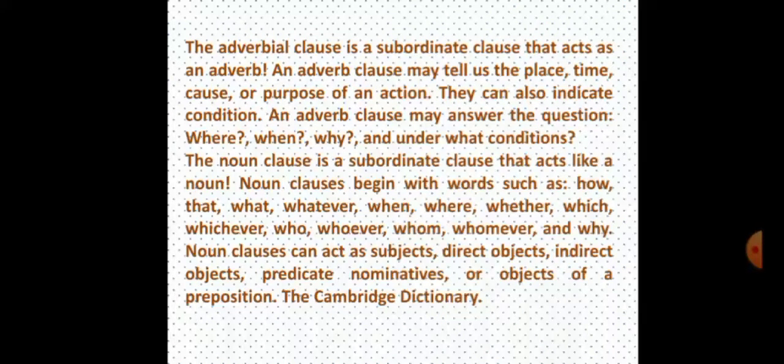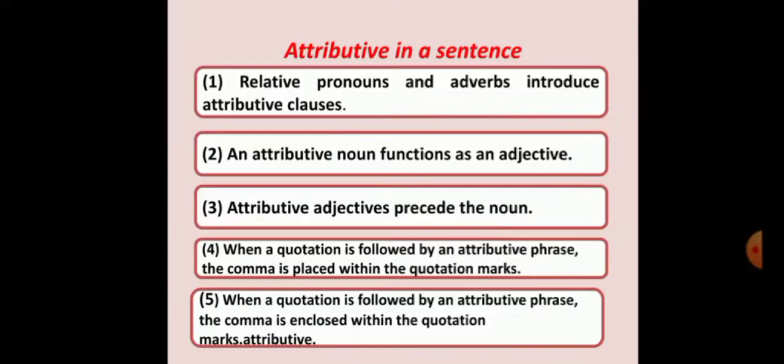The Cambridge Dictionary: attributive in a sentence. Relative pronouns and adverbs introduce attributive clauses. An attributive noun functions as an adjective. An attributive adjective precedes the noun. When a quotation is followed by an attributive phrase, the comma is placed within the quotation marks. When a quotation is followed by an attributive phrase, the comma is enclosed within the quotation marks.